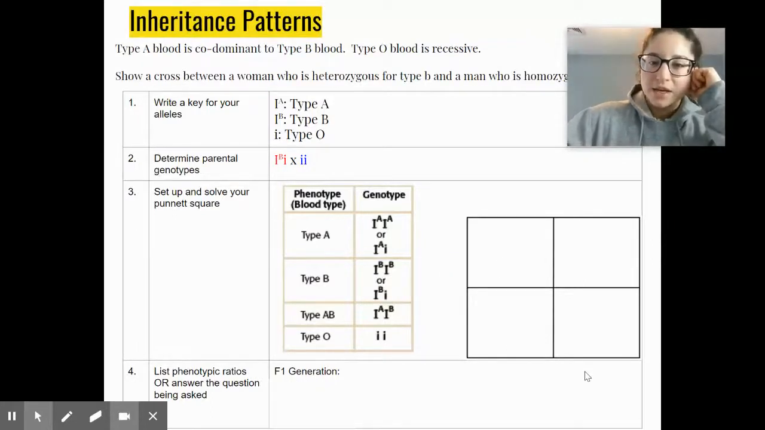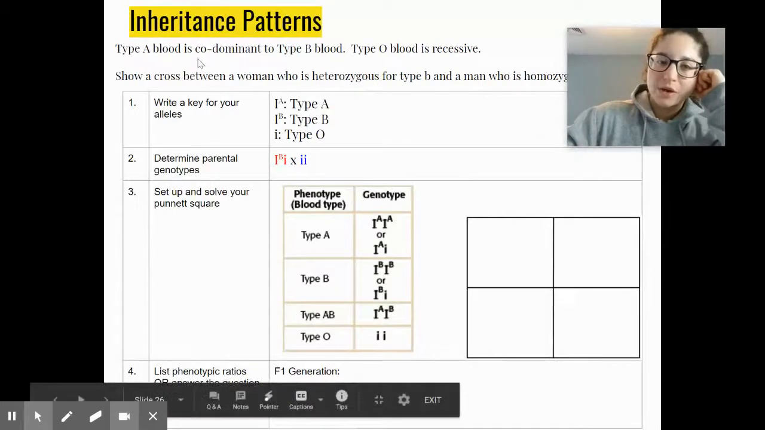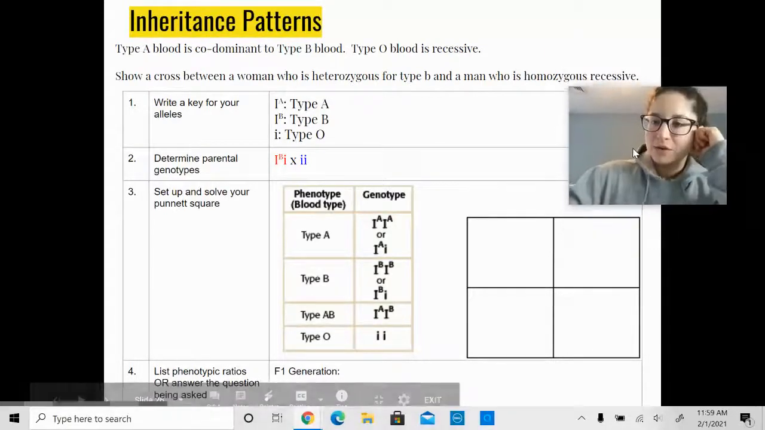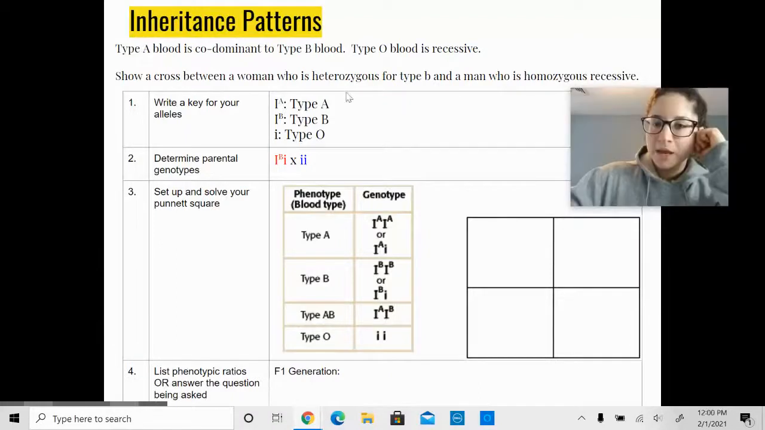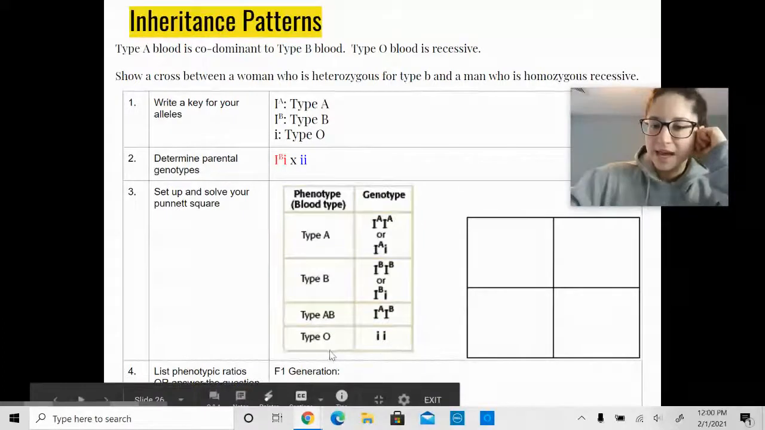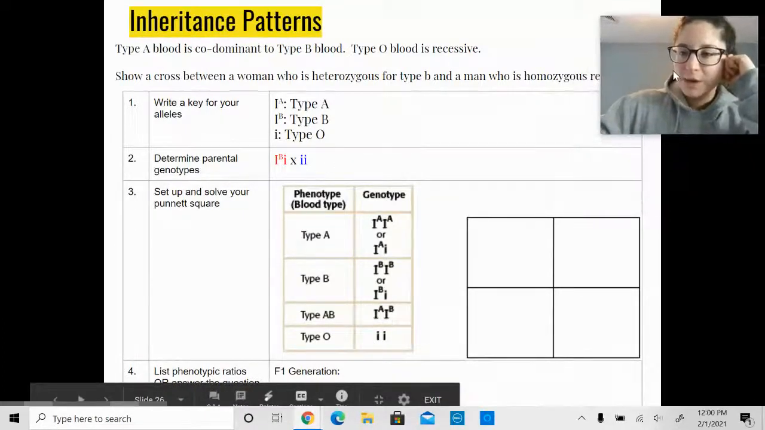Let's try this again. This time we're showing a cross between a woman who is heterozygous for type B and a man who is homozygous recessive. So, heterozygous for type B. If we look over here, type B, hetero means different, so IBi is our first genotype. Homozygous recessive means two of the same, and the recessive allele, which is little i, so they're type O, so little ii. Let's fill in our Punnett square.